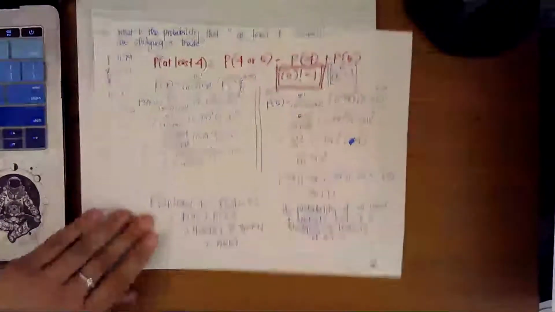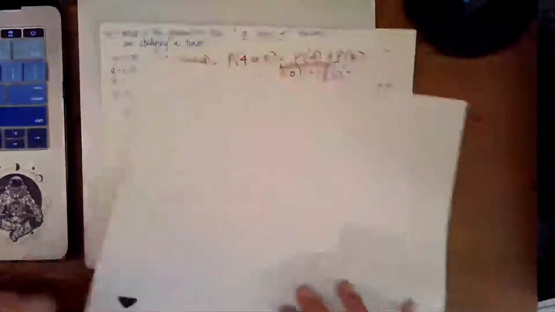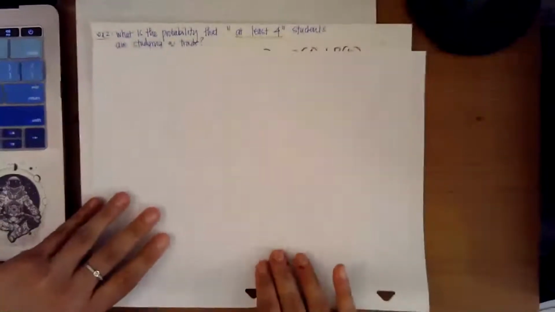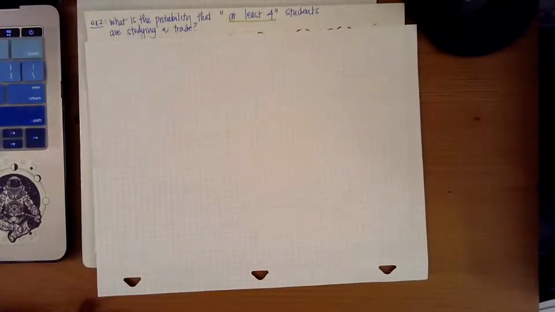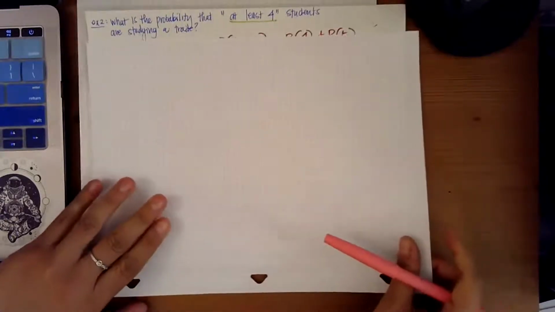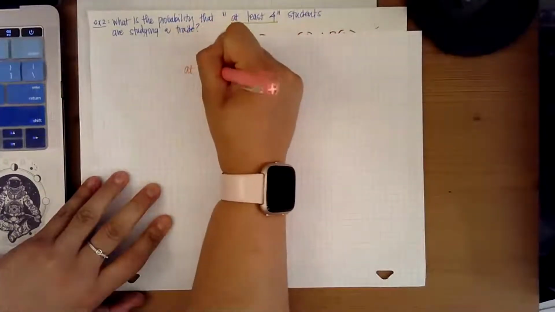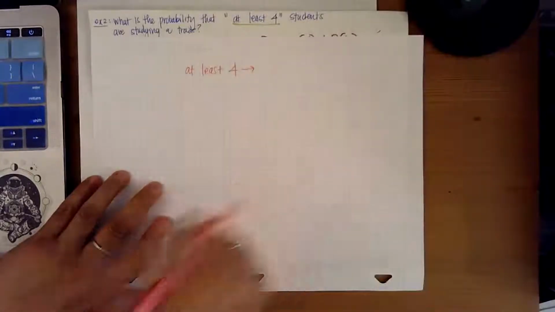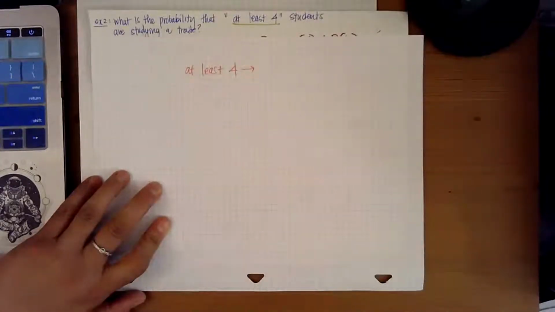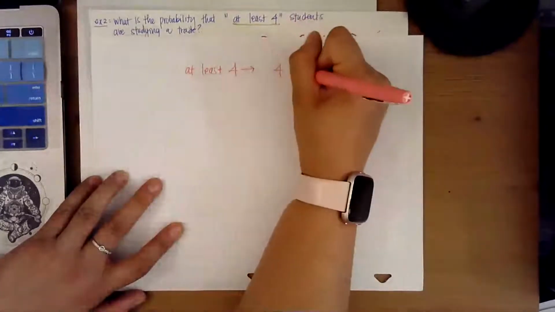Okay, let's look at another one. Here we are. And what is the probability that at least 4 students are studying a trade? So at least something means, so let's analyze first at least 4. At least 4 means, remember, I have 1 trial, 2 trials, 3 trials, 4 trials, 5 trials. At least 4 means 4 or more.